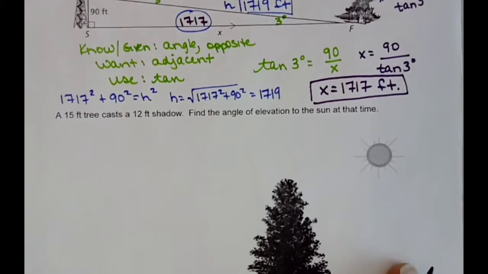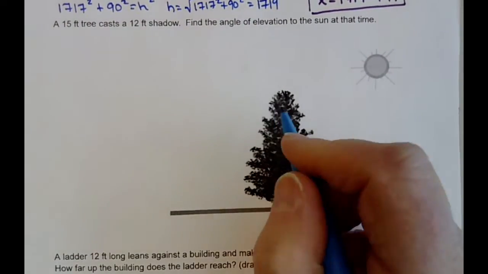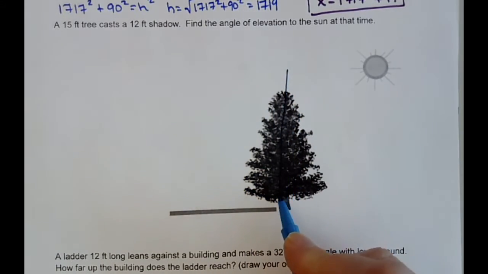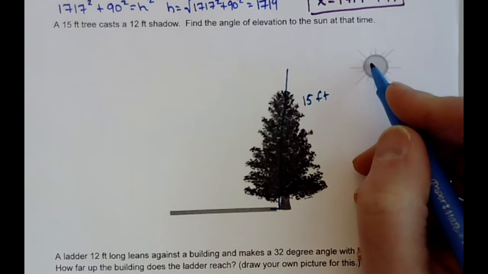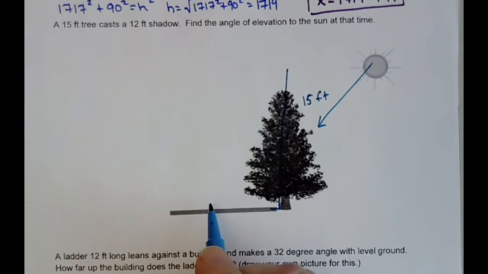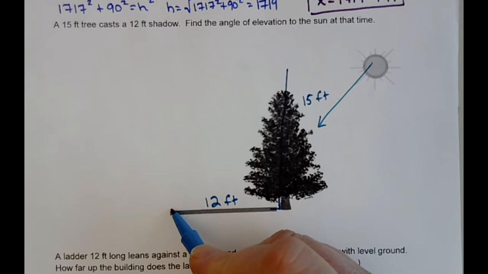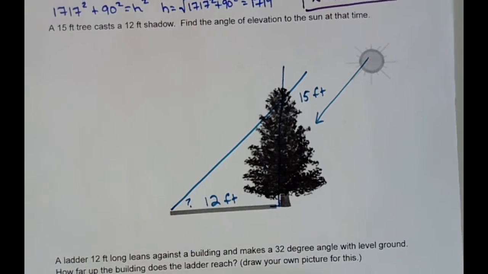All right, a tree casts a 12-foot shadow, a 15-foot tall tree. So the tree is 15 feet. And I'm going to make it like this, and I'm going to say that's 15 feet. And the sun is shining like this, and the shadow is 12 feet. What is the angle of elevation to the sun? So we're going to look for that angle right there.